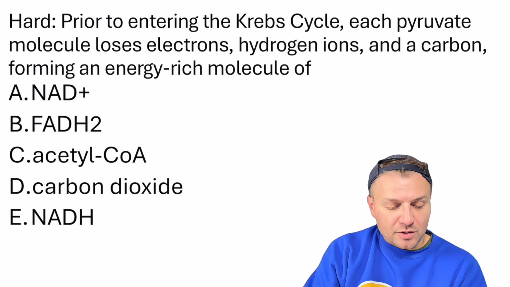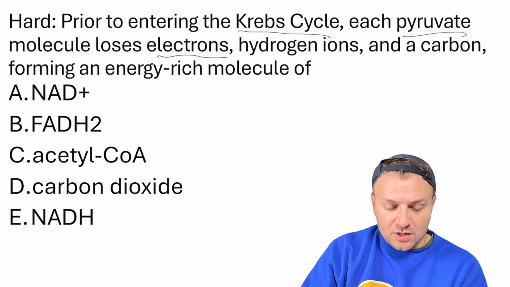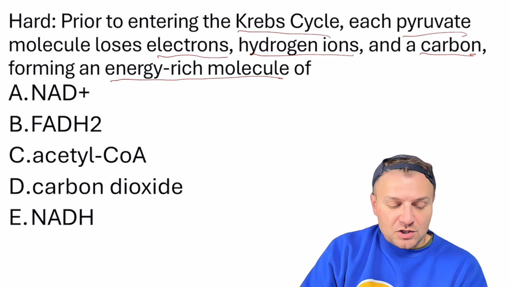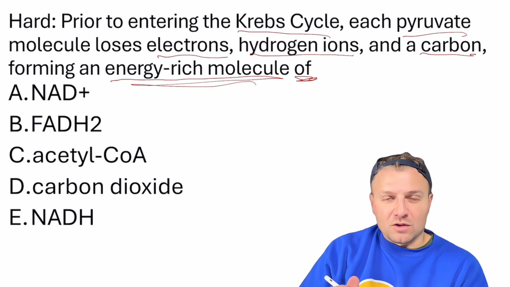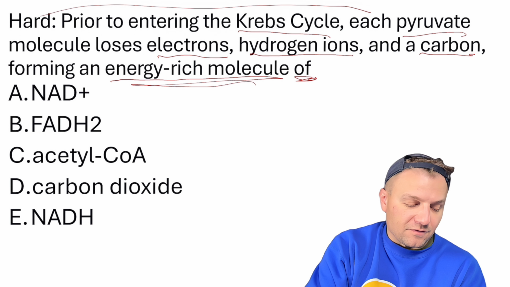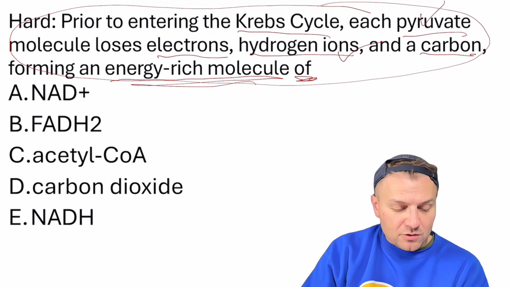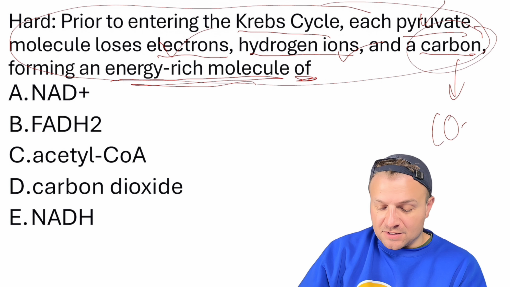Here's our last one, the hard one. Prior to entering the Krebs cycle, each pyruvate molecule loses electrons, hydrogen ions, and a carbon, forming an energy-rich molecule of blank. So this is a hard question only because there's a lot of words in this first question here. There's a lot of things going on. Talking about hydrogen ions, pyruvate, molecules losing electrons, carbon, it doesn't specifically say, but this is CO2.